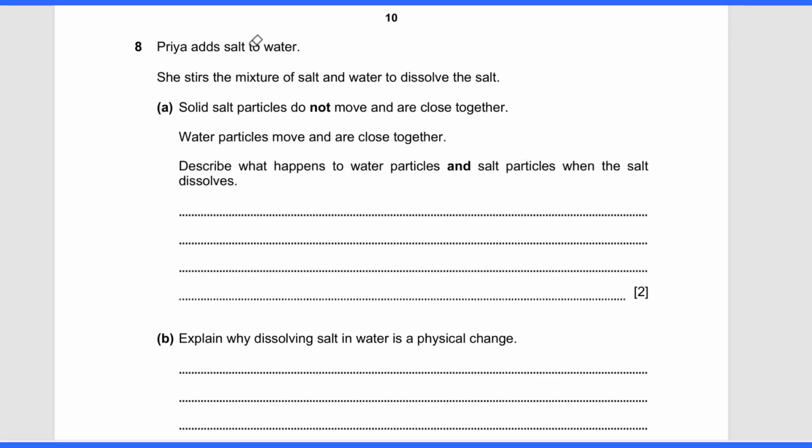Priya adds salt to water. She stirs the mixture of salt and water to dissolve the salt. Question A. Solid salt particles do not move and are close together. Water particles move and are close together. Describe what happens to water particles and salt particles when the salt dissolves. 10 seconds.